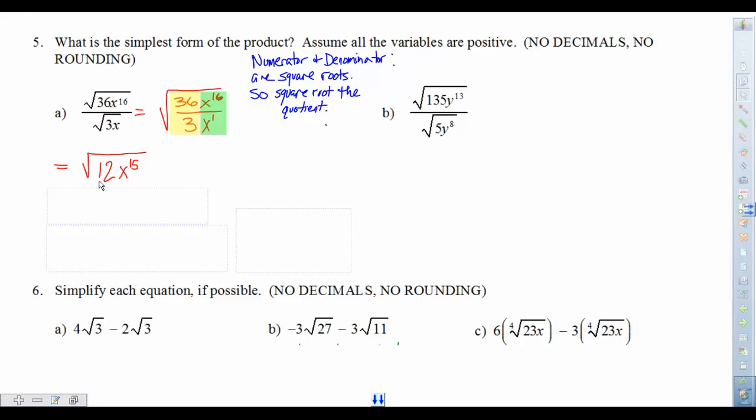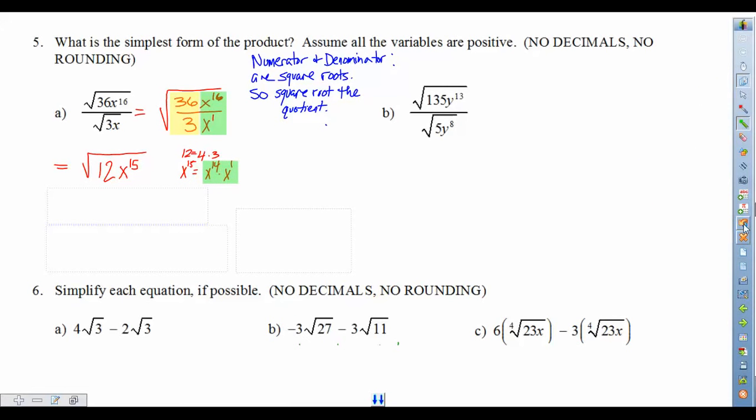So now we're going to split this up and look at perfect squares that will go into 12 and perfect squares that will go into x to the 15th. The biggest perfect square that would go into 12, I think, would be 4, right? Because we could look at 12 as 4 times 3. And then we could look at x to the 15th as x to the 14th, which is a perfect square, times x to the 1st. Remember, you're always going to want that largest perfect square. We've practiced this quite a bit with numbers, but when you look at it with the variables, make sure you're doing the same thing there.